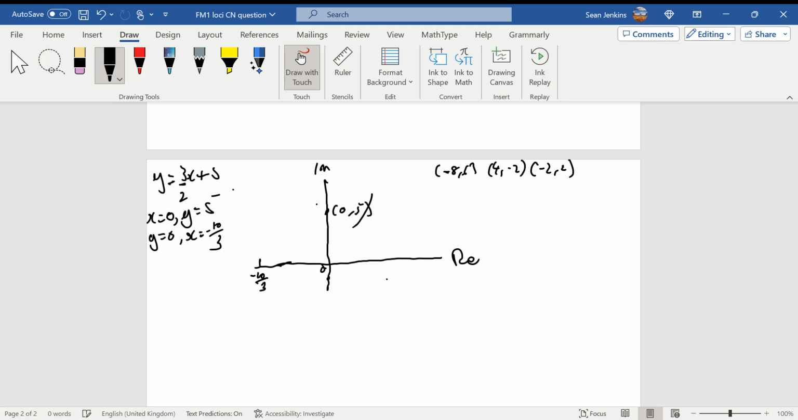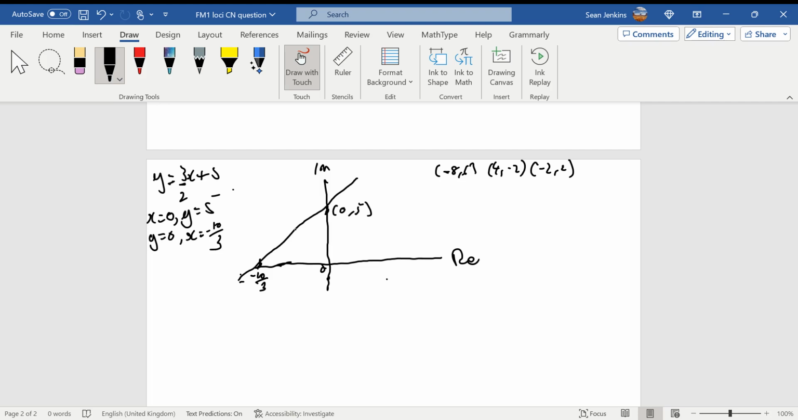Oops, what happened here? Let's get rid of that little nasty line. Good. Okay, so we got our points here, and let's try to draw something sensible that goes straight through. Oh, that's not good. Let's try again. Okay, I'll accept that.